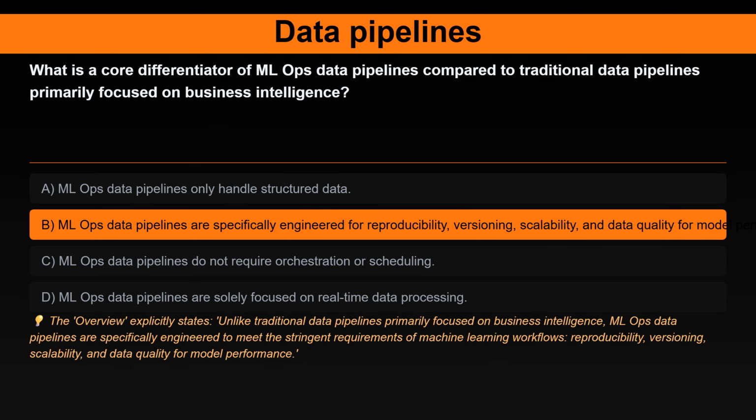The correct answer is MLOps data pipelines are specifically engineered for reproducibility, versioning, scalability, and data quality for model performance. Here's the explanation. The overview explicitly states, unlike traditional data pipelines primarily focused on business intelligence, MLOps data pipelines are specifically engineered to meet the stringent requirements of machine learning workflows: reproducibility, versioning, scalability, and data quality for model performance.